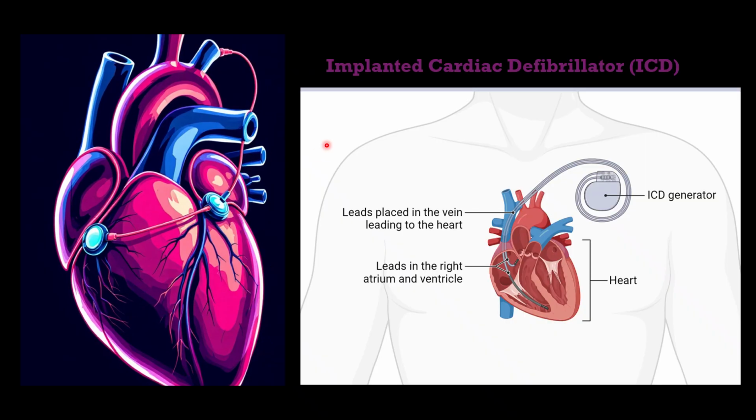This is a simplified diagram for ICD, where the ICD generator is present in the left pectoral part of the chest, and we have two leads, one placed in the ventricle, whose end is shown thickened in the diagram, but on X-ray it will be like dark white coils for defibrillation, and the other one is placed into the right atrium.